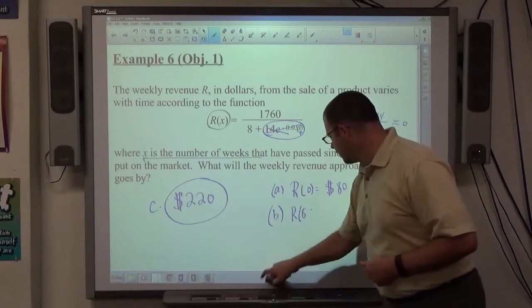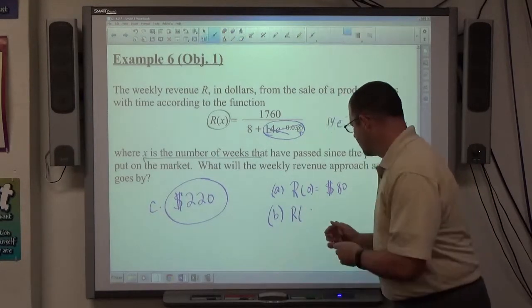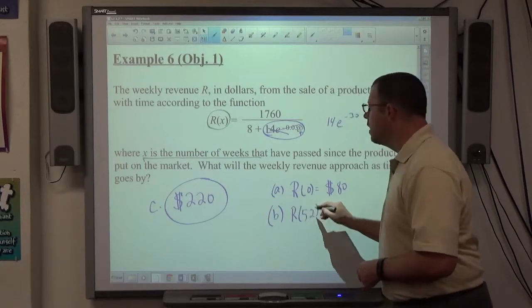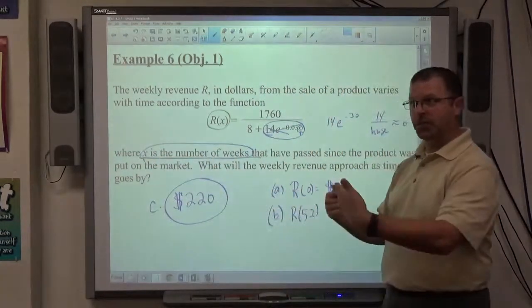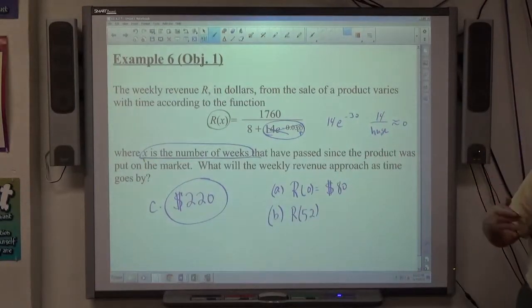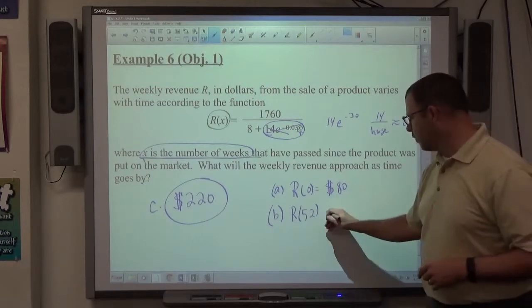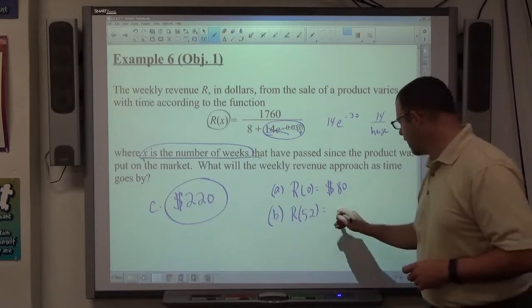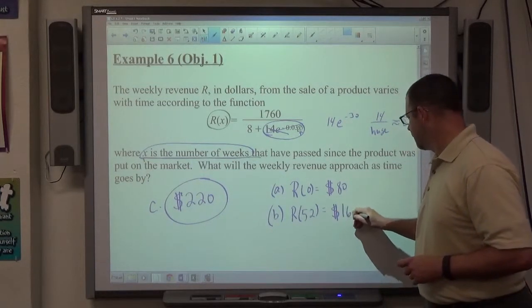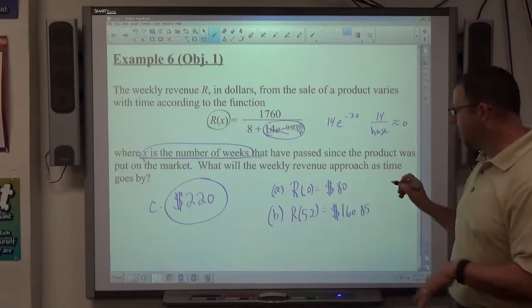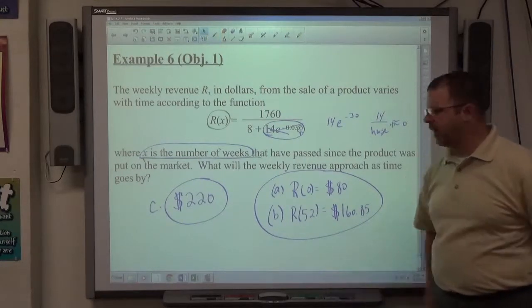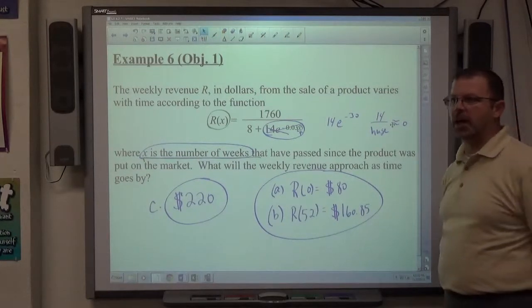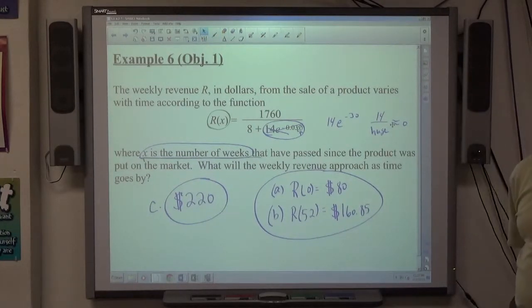And be careful with this. When they give you stuff like this, know that X is the number of weeks, and it asks after a year, which is 52 weeks. So if they're giving you some unit of time and they're giving you a question in a different unit of time, make sure that unit changes, right? R of 52, was that 160.85? Well, that's rounded, of course. Anytime you deal with money, round to 2 decimal places. 80 was exactly 80, and 160.85 was rounded. 220 was exactly 220. As time goes by, that's what it would approach.